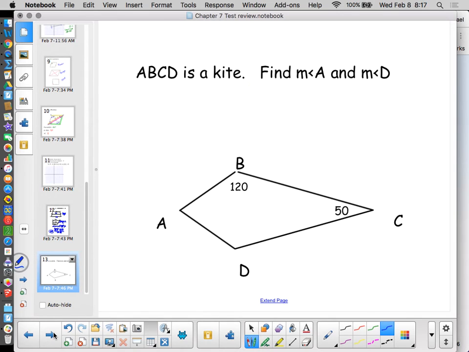Finally, our kite. Gosh. What do we know? Are A and C going to be the congruent angles, or B and D? B and D, so this is 120, okay? And what do we know about the 4 angles of a kite? The 4 angles of any quadrilateral add up to 360. 240, 120, 70 is left.